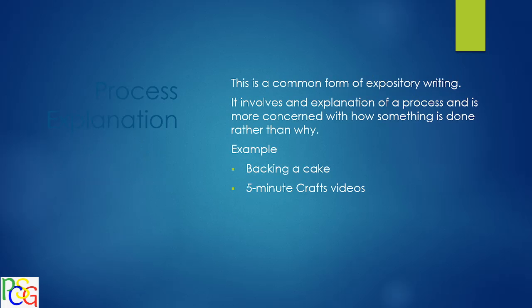So we now move on to process explanation, and this is a form of expository writing. All the different modes have different forms in them, or well, most do. So process explanation is the first form that I'm going to look at in expository writing, and this is a common form of expository writing, like I mentioned before, and it involves an explanation of a process and is more concerned with how something is done rather than why. I have two great examples here.